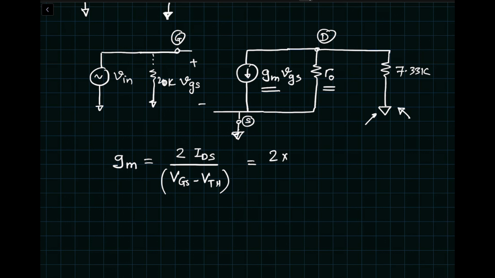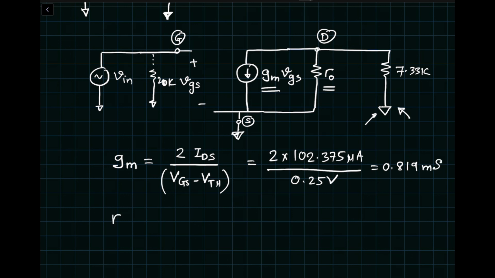2 times 102.375 microamps divided by 0.25 volts, and that number will be equal to 0.819 millisiemens. The output resistance R out is given by 1 divided by lambda IDS.